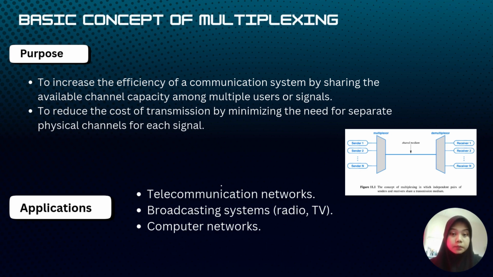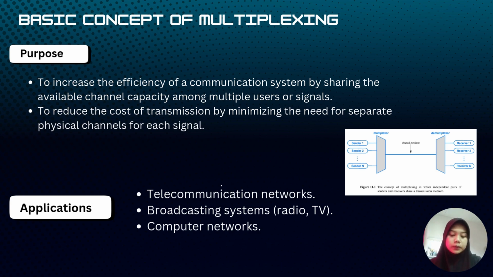The purpose of multiplexing is very simple, which is to maximize the efficiency of a communication system and to reduce the cost of transmission by minimizing the need for separate physical channels for each signal.